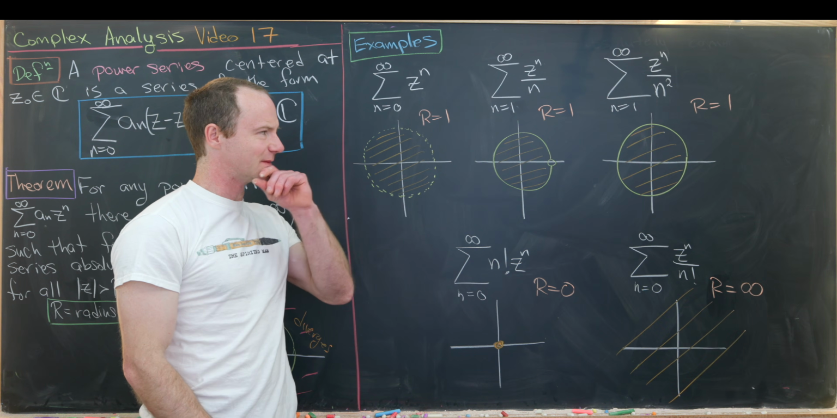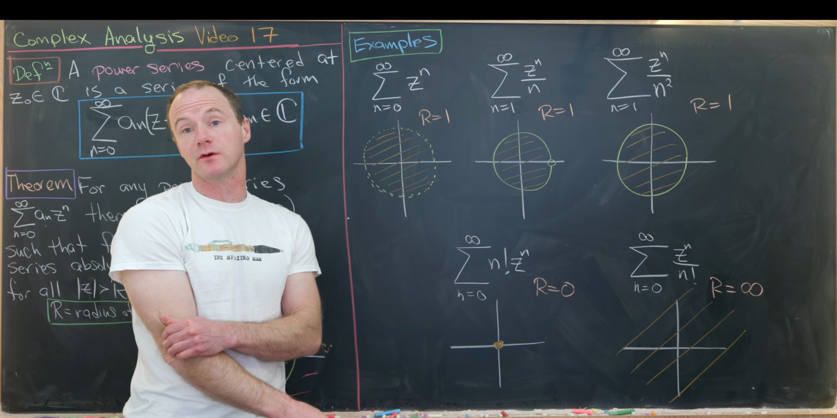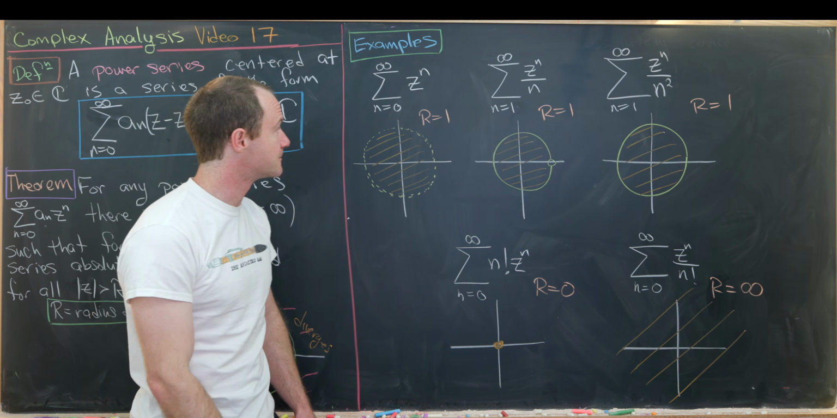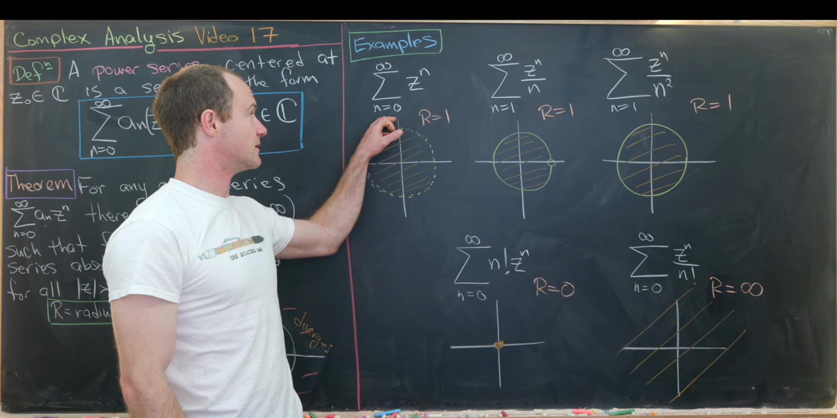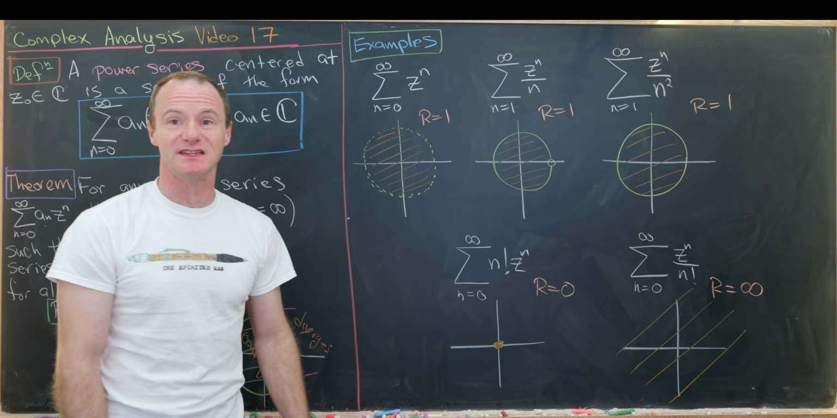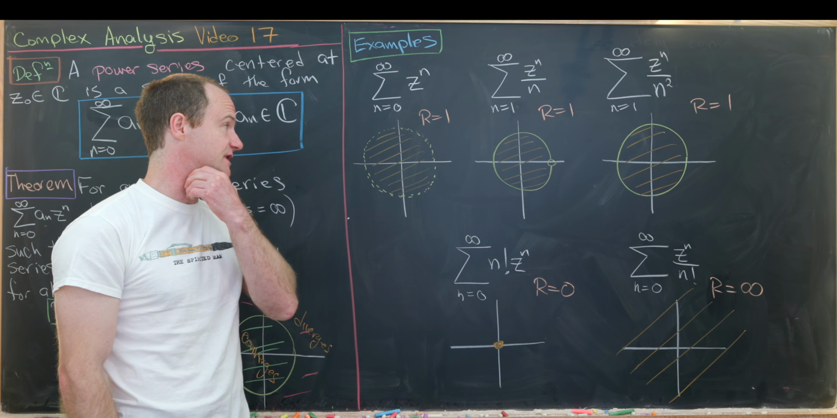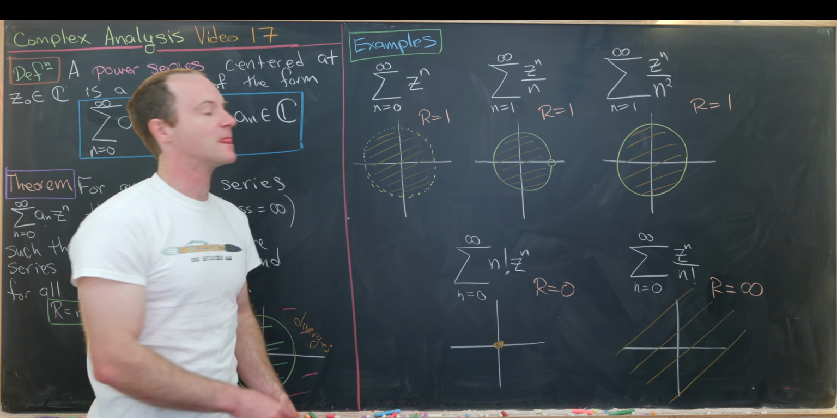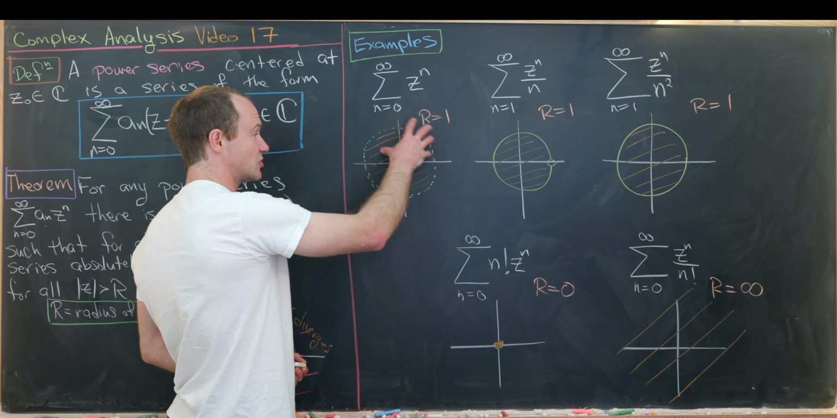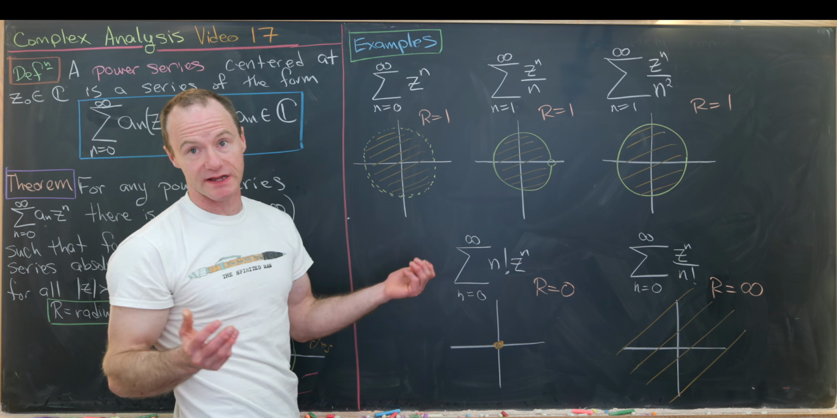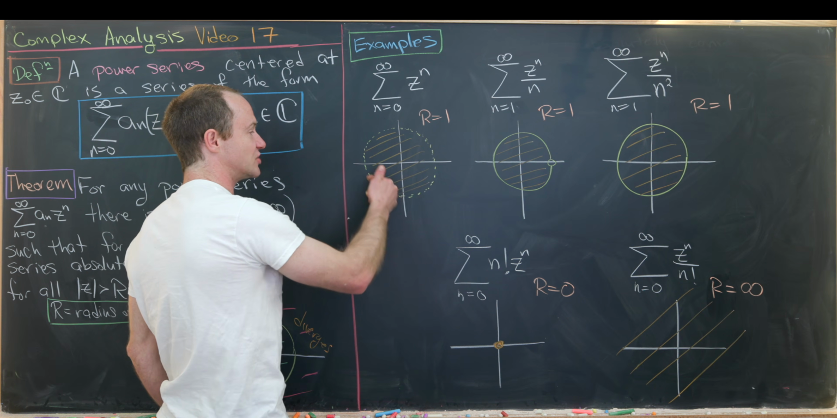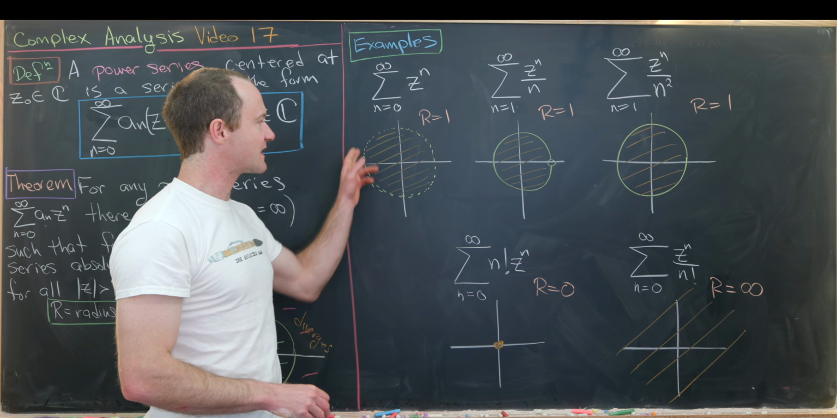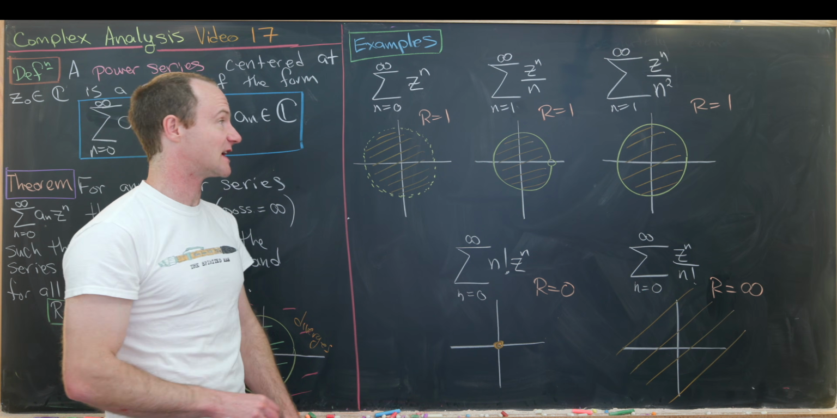So here are some examples, some of which are probably familiar from a calculus class, but have been pushed into the complex plane. The first one is the sum as n goes from 0 to infinity of z to the n. So this is the geometric series. It has a radius of convergence of 1. And in fact, it converges inside this disk with radius 1, but it diverges everywhere along the boundary. You can check that by the test for divergence.